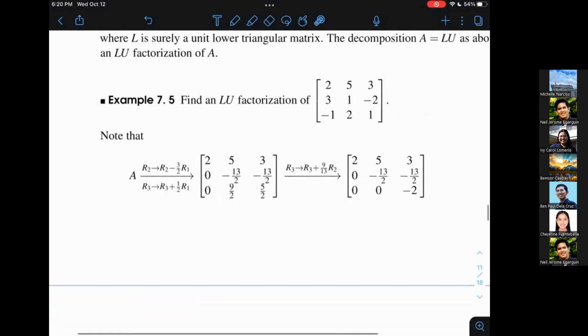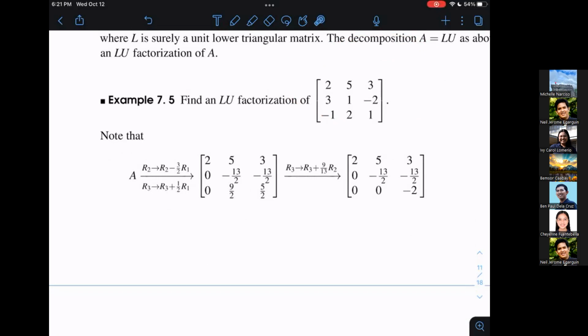Hanap daw tayo ng LU factorization para dito sa matrix na to. 2, 5, 3, 3, 1, negative 2, negative 2, 2, negative 1, 2, 1. At least for now, you can write on our discussion before to get how to do the hand solution para dito sa example 7.5. So ang gagawin ko lang, Gaussian elimination, usual row reduction algorithm. But this time, I'm gonna take note of the row translators na ginamit ko.